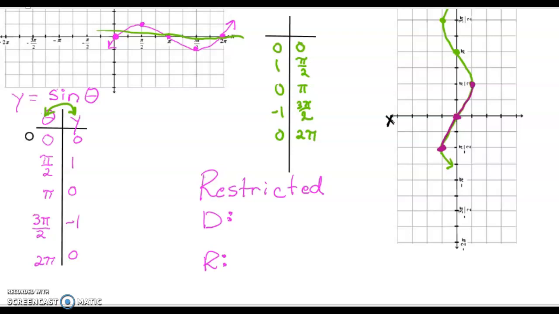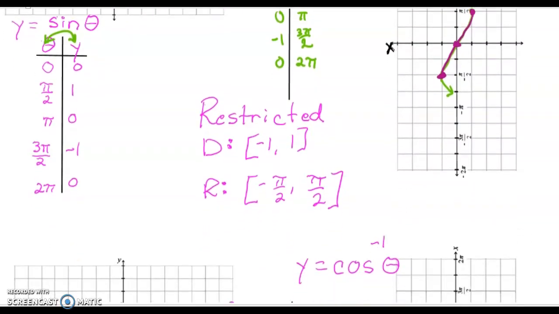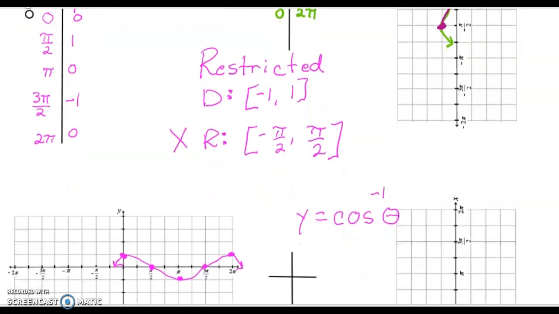I could erase the green, but I'm not going to. But if we focus on that little snippet of the graph, it is a function. So we call this a restricted domain. In order for us to have a function, we have to restrict our domain. So our domain is going to be -1 to 1, and our range is going to be -pi over 2 to +pi over 2.